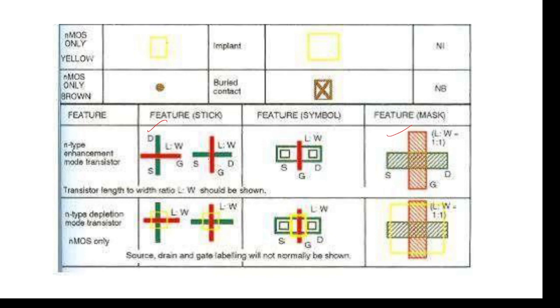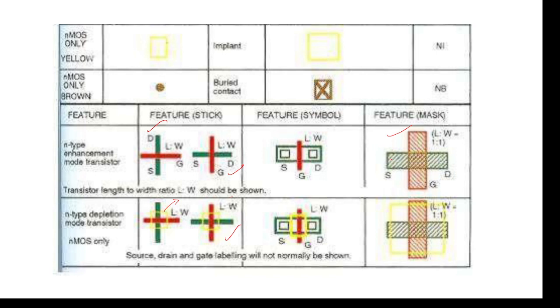This is an NMOS transistor. So either way we can use source, gate, drain or else drain, gate, source this side. So both ways can be used. And for depletion mode, an implant is required. This is an implant, yellow color, and this is an enhancement mode transistor. This is a depletion mode transistor.